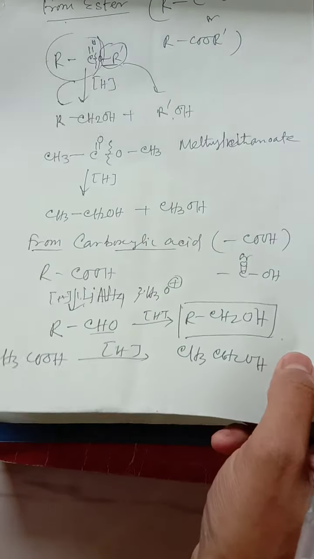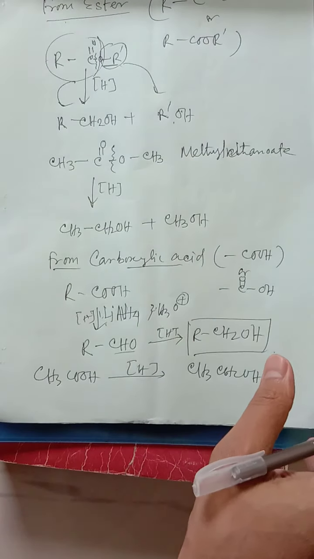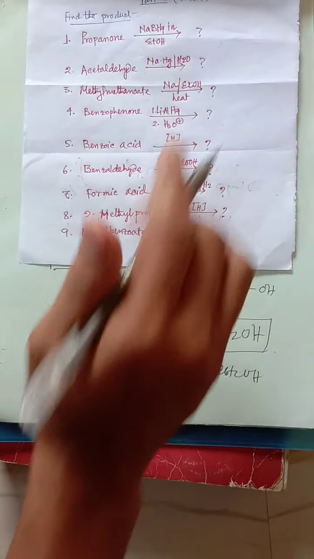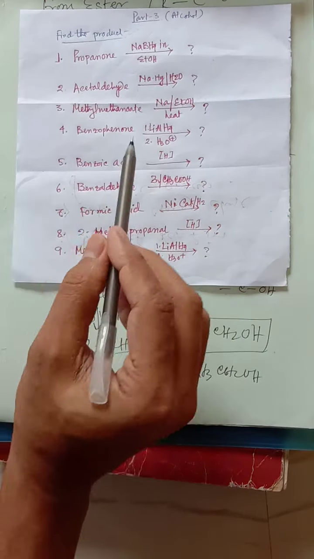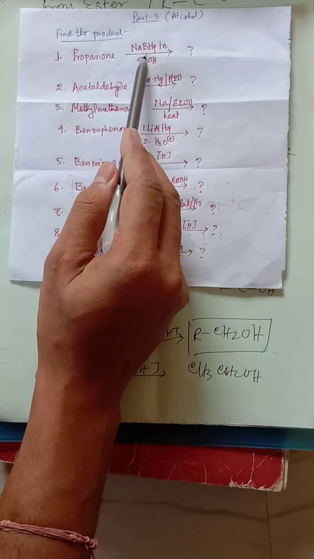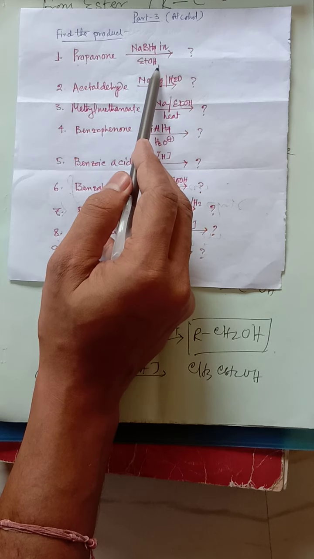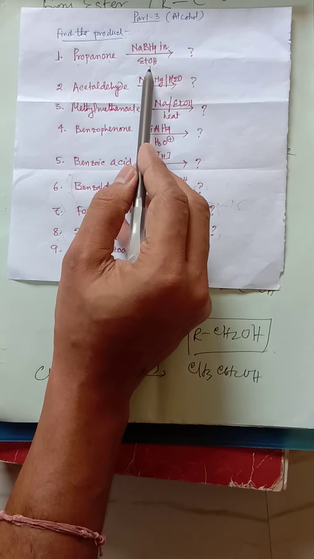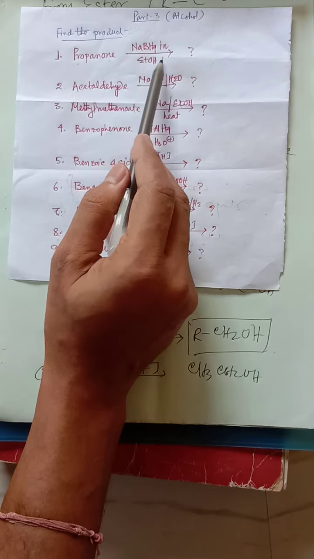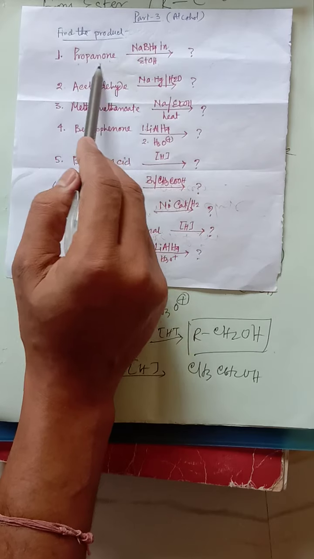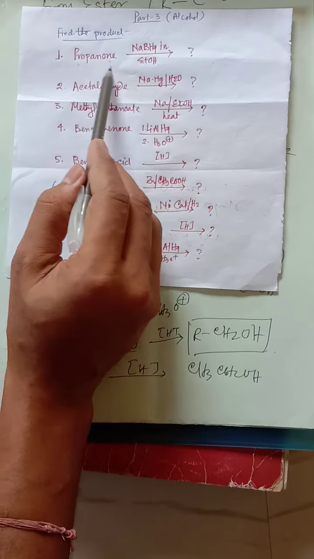Now a few questions I will give you. Now look, these are some questions I have given. I am reading them out. Propanone, NaBH4 in EtOH. EtOH I have already discussed, that is CH3CH2OH, ethyl alcohol. That means one reductant is used here and propanone is given. Mind that I have not given the structure.